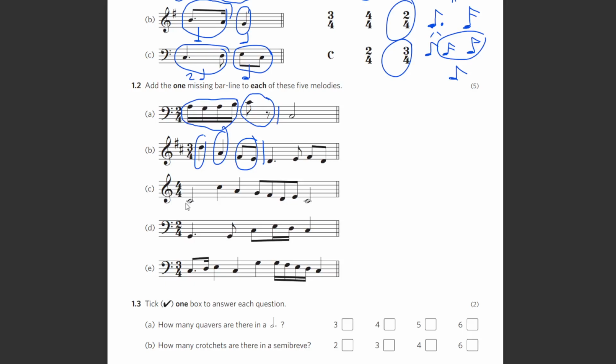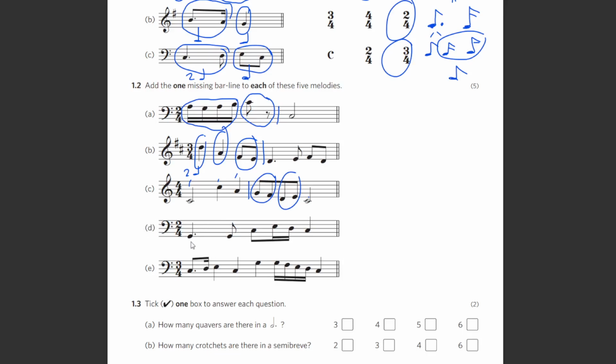Part C, you have 4/4 time. So in 4/4 time, we have 4 crotchet beats in a bar. Now we already have 2 crotchet beats because of this minim, then 3 crotchet beats, 4 crotchet beats. So I'll put a bar line here. Next, let's count 1 crotchet beat, 2 crotchet beats, then 3, 4. Total 4 crotchet beats in a bar.